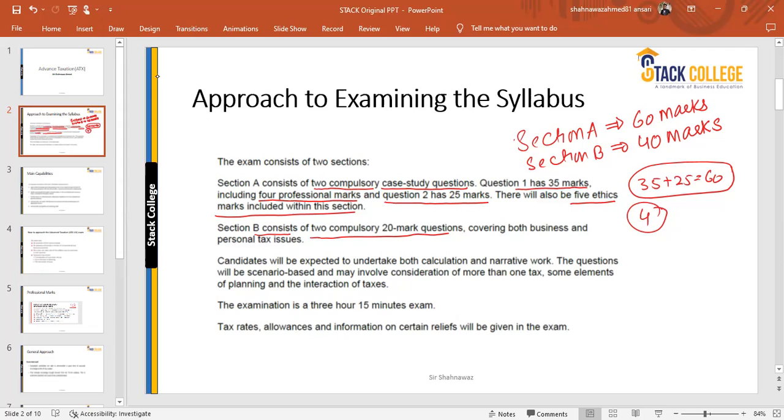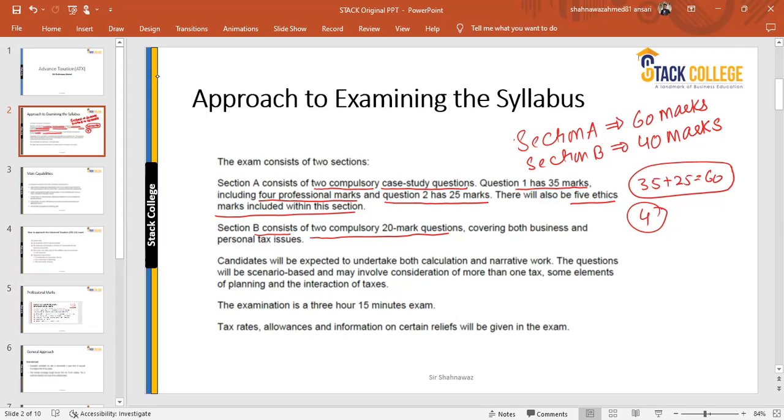Now, one question is, how much is the combination of calculation and theory? Remember that this paper is mainly of theoretical aspects rather than calculation. So the mix is more of theory and less of calculation. But the paper comprises both calculation and narrative work, and you will be given scenarios. In that scenario, multiple tax issues will be asked, and that will cover the planning related to taxation, as well as personal taxation, corporation taxation, inheritance tax, value-added tax, and lots of issues.